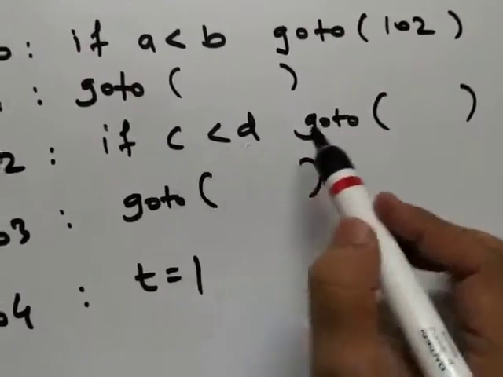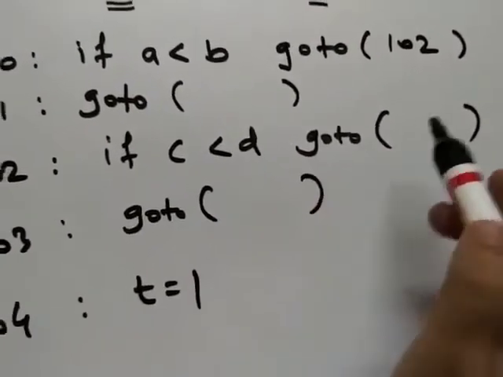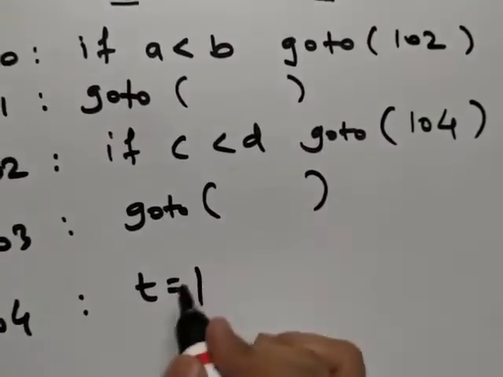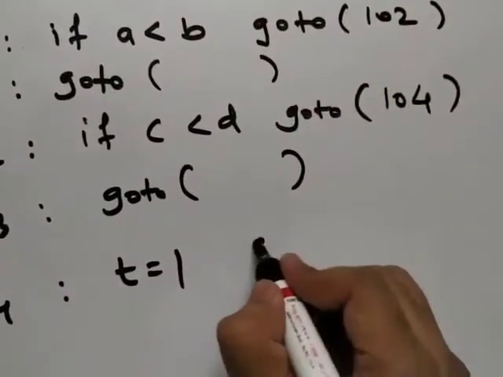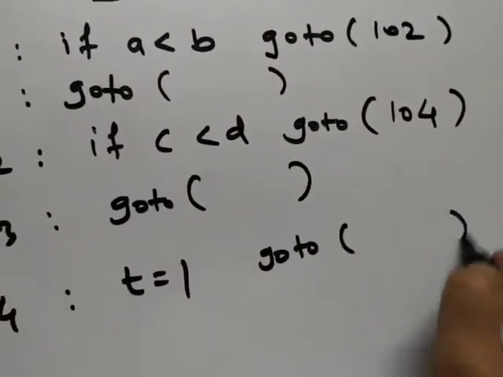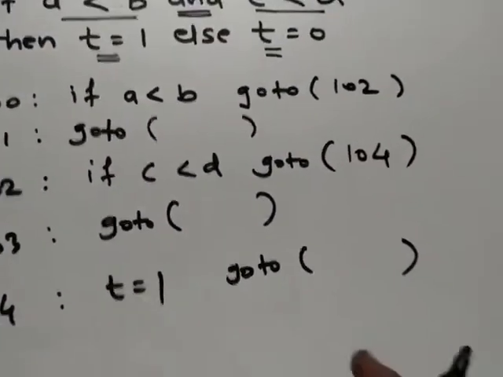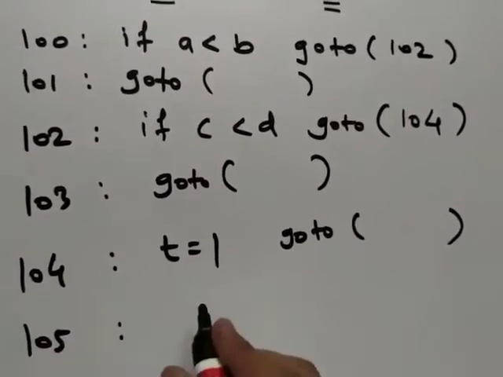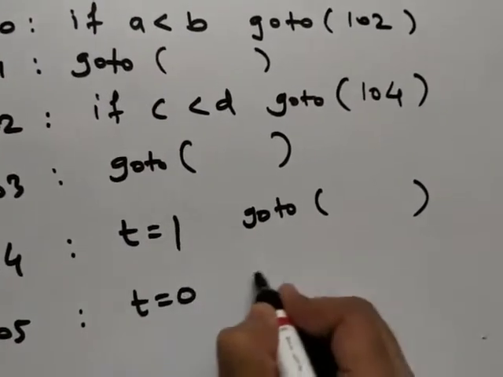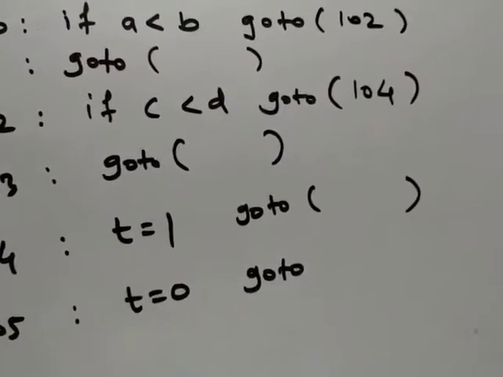When this C less than D is correct, I will be going to 104, and at 104 I will be having t equal to 1. When t equal to 1 is executed, go to the next statement after the if block. So we will be filling that address very soon. At 105, what I will have? At 105 I will be having t equal to 0 and go to the next statement.